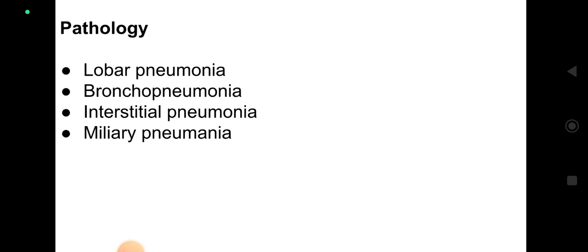Pathologically, pneumonia is classified into four types. Lobar pneumonia. This type is typically seen in pneumococcal pneumonia. Generally, the entire lobe of the lung is involved. Second is bronchopneumonia. This type is commonly seen in HCAP. There is neutrophilic exudate in bronchi and bronchioles with peripheral spread of infection to the alveoli. Then come interstitial pneumonia and miliary pneumonia.